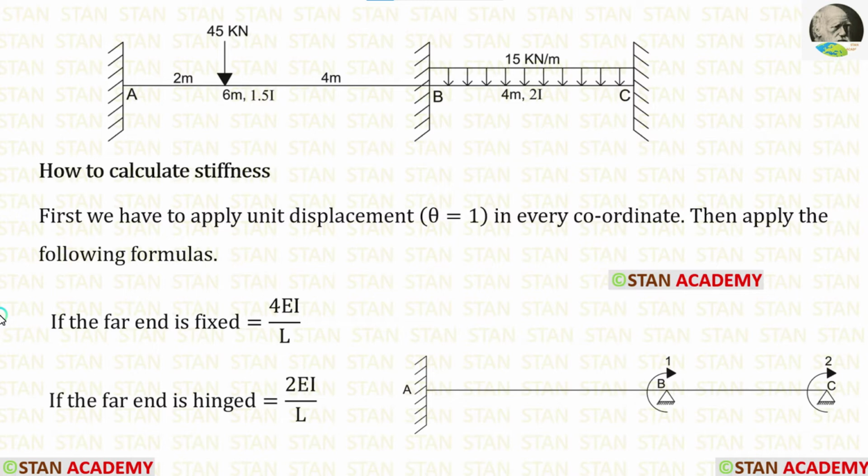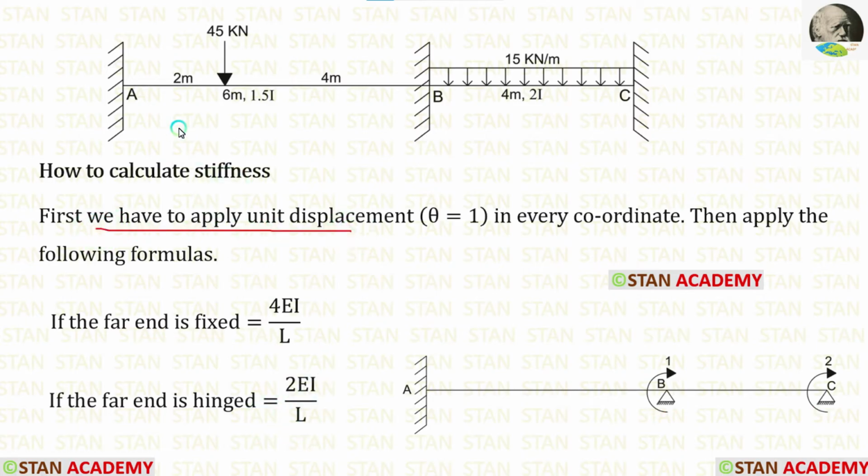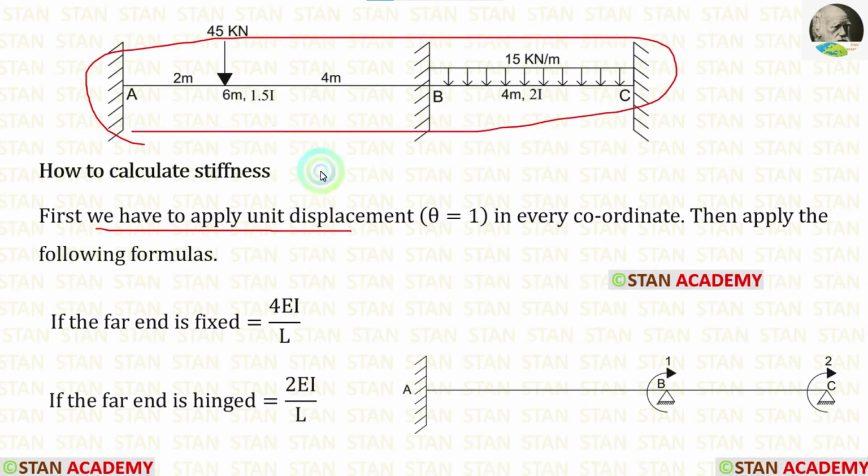Now let's see how to calculate the stiffness values. To calculate the stiffness values, we have to apply unit displacement, that is theta is equal to 1 radian in every coordinate. In this analysis, we are having two coordinates, in the point B and in the point C. So, we have to apply the unit displacement in these coordinates. Then, we have to use the formulas. If the far end is fixed, the formula is 4EI upon L. If the far end is hinged, the formula is 2EI upon L. We have to apply the unit displacement in the restrained beam, not in the given beam.